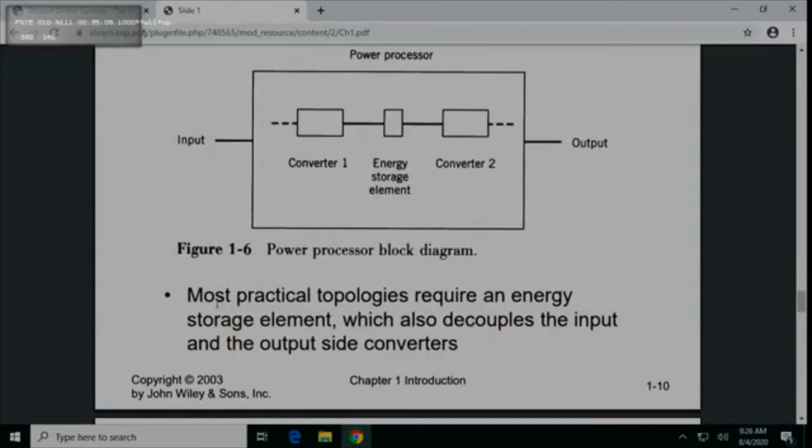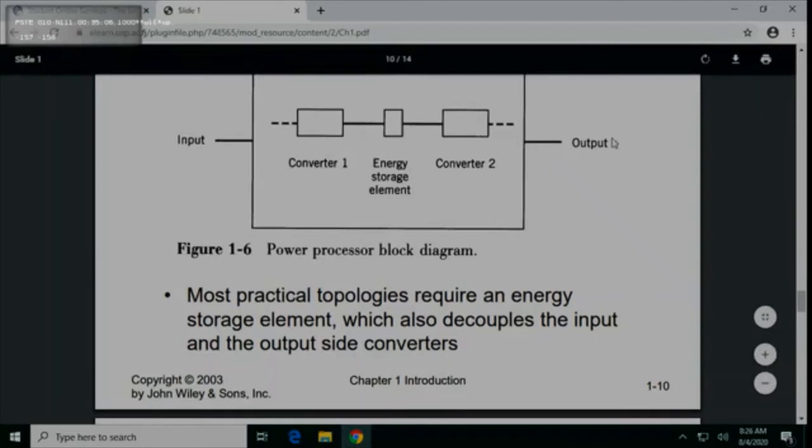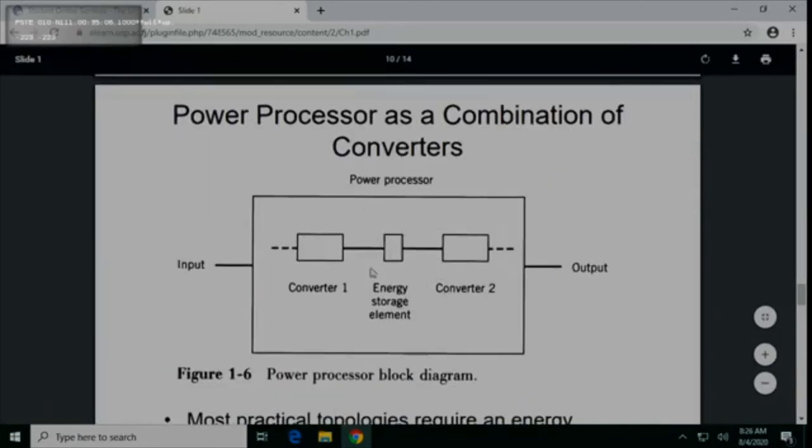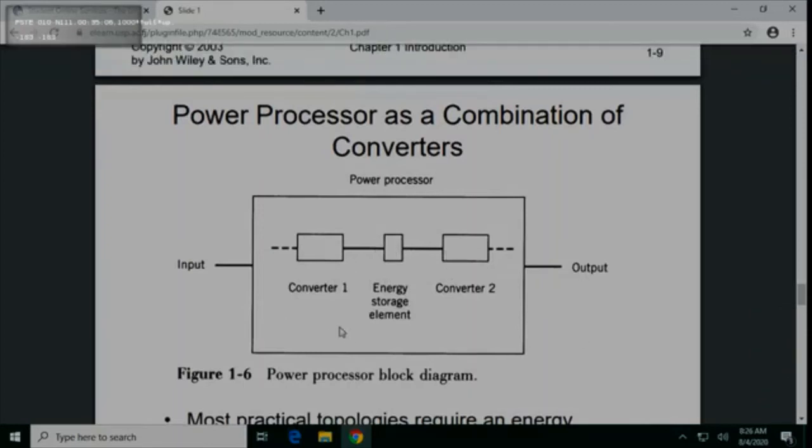Okay, so note here, topologies require an energy storage element which also decouples the input and the output side. So there is no relationship now. Once it is stored, the input no longer has a relationship with the output, because the energy has already been stored. So we are more focused on this part, after converting from AC to DC, and now converting from DC to AC. That's what we are focusing more on. That's where we are going to look at what components we are going to use and what the characteristics of these components are.